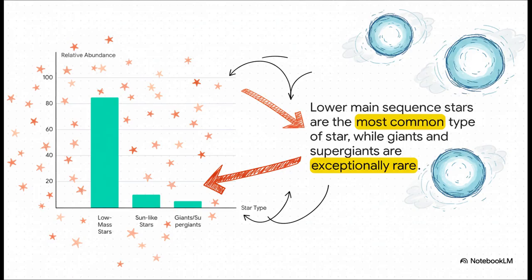So the huge takeaway here is this. The most common stars in our galaxy, by far, are the small, dim, long-lived ones. And those brilliant, massive giants and supergiants that completely dominate our view of the night sky, in reality, they are the rarest of them all.